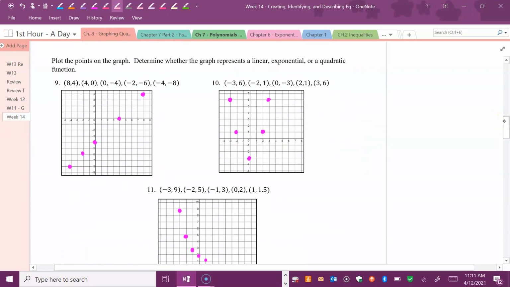Plot the points on the graph and determine whether the graph represents a linear, exponential, or quadratic function. So if we look here, I went ahead and plotted these: (8, 4), (4, 0), and so forth. And as you can see, that appears to make a straight line, so we're going to go ahead and say this is linear.